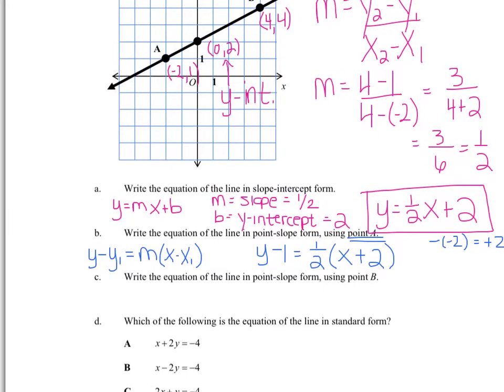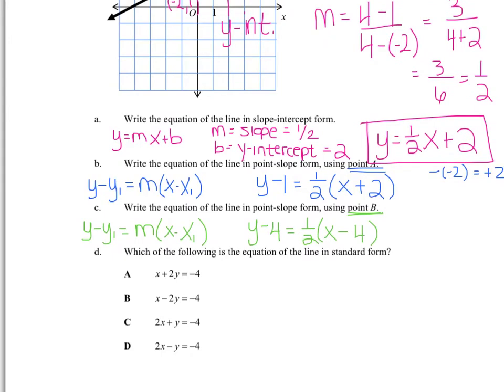Next, we have to write the equation of the line in point-slope form using point B. Again, it's y minus y1 equals m times x minus x1. We're using point B, which is 4, 4. Therefore, it's going to be y minus 4 equals 1/2, because that's my m, my slope, times x minus 4. And it is as simple as that.